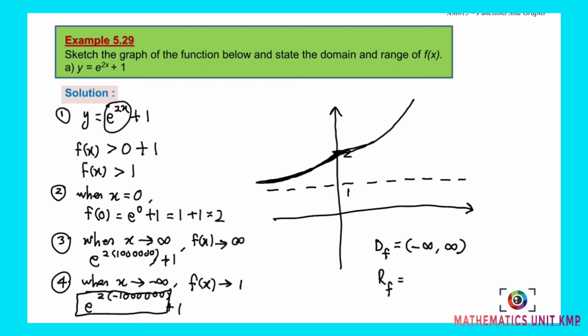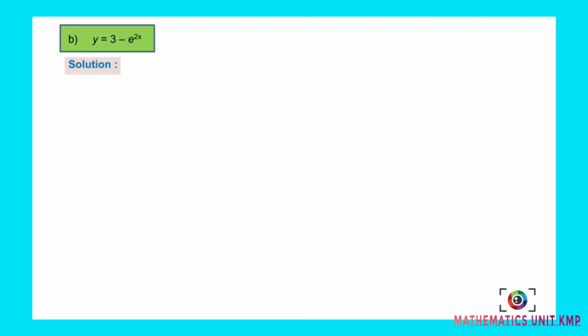Look at the horizontal asymptote, below it or above it there is a graph. For this case it is above. So it starts from open, because the asymptote is not included, 1 to positive infinity. The function is y equals to 3 minus e to x, exponential to x. Okay, we go to the first step.